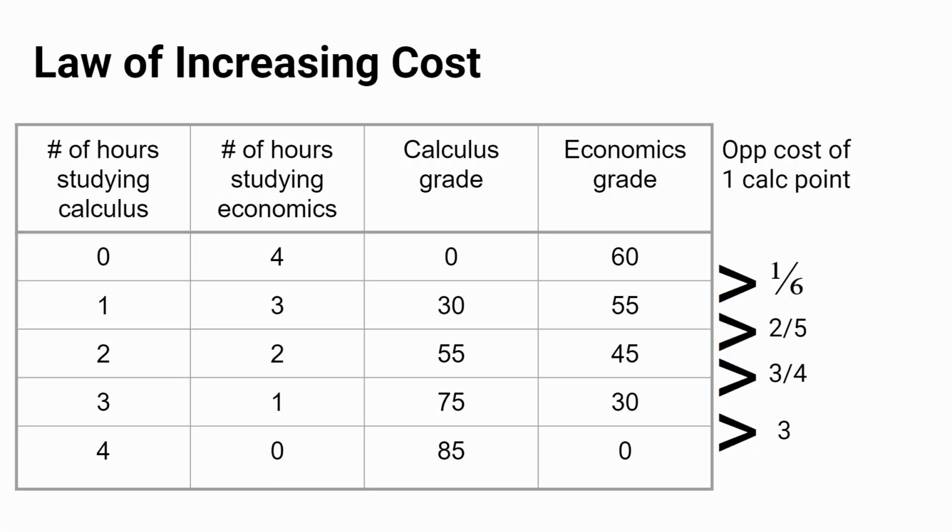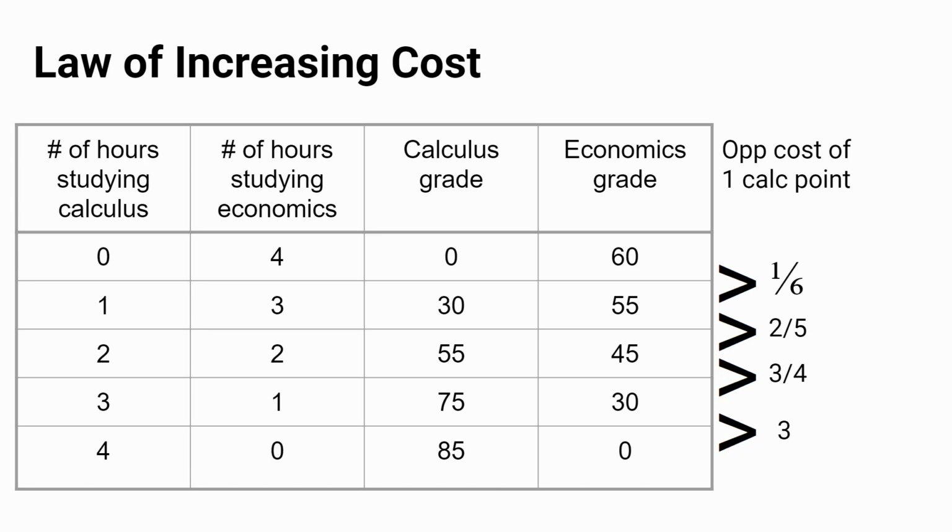Let's go back to our original table and examine how opportunity costs change as we change the amount of time we allocate to each activity. If we move from the first row of this table, where we're spending all of our time studying economics, and we transfer 1 hour to studying calculus, we see that the calculus grade will go up by 30 points, while the economics grade falls by 5 points. So in that case, we give up 5 economics points to acquire 30 calculus points.